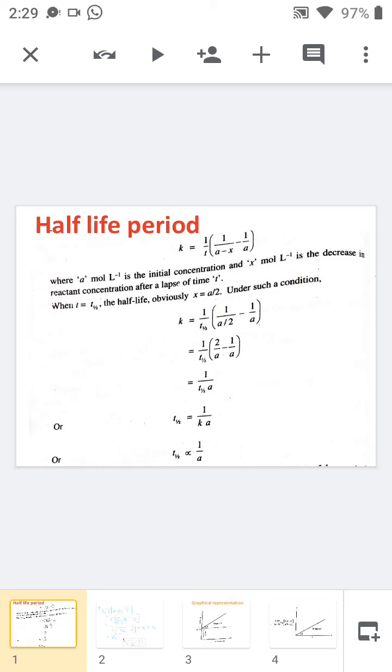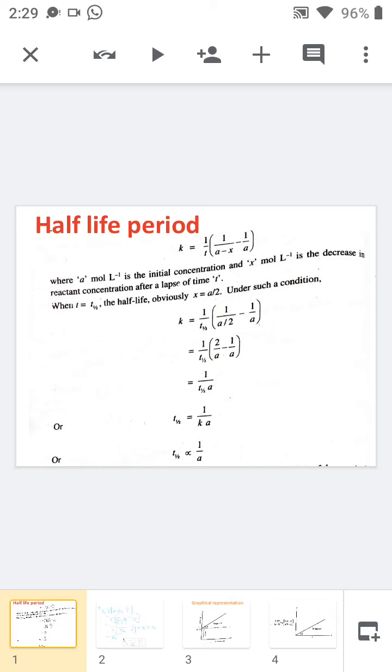Afternoon, everybody. Today we will discuss the half-life period of a second order reaction. So we know that the integrated rate expression for the second order reaction having one type of reactant is k = 1/t × (1/(a−x) − 1/a).